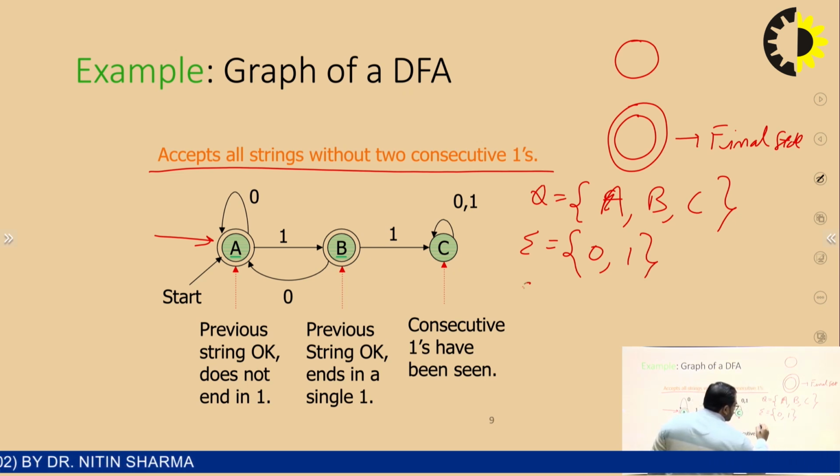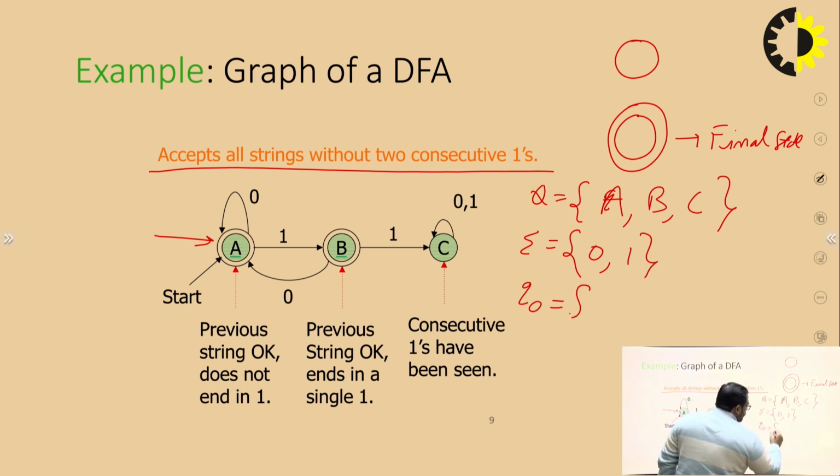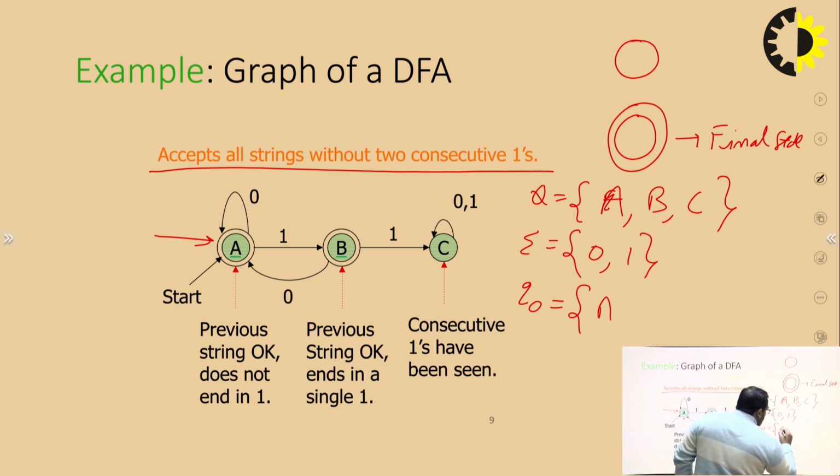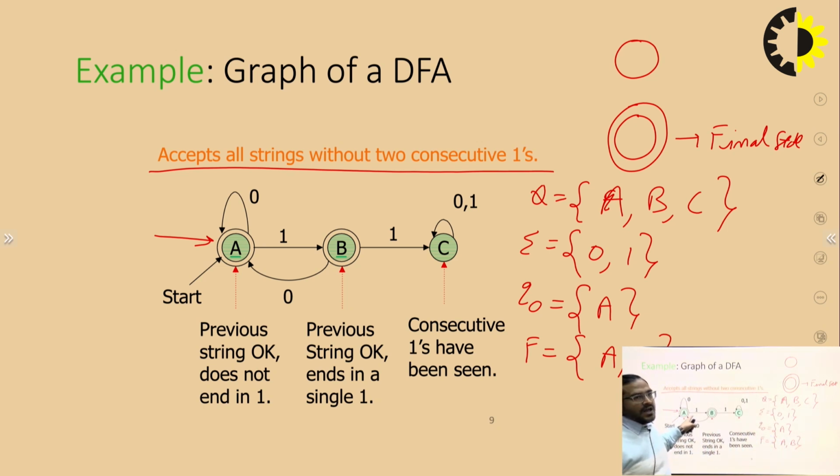Another is the initial state, so Q0. Initial state, I told you earlier, whenever a single arrow is there with no input symbol, that state is defined as an initial state. So A is the initial state. And what is the set of final states? The set of final states is A comma B. Why this? Because these are in 2 circles. Whenever a state is represented by a double circle, it is represented as a final state.